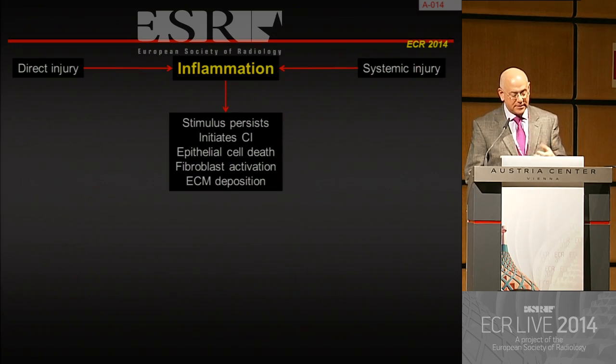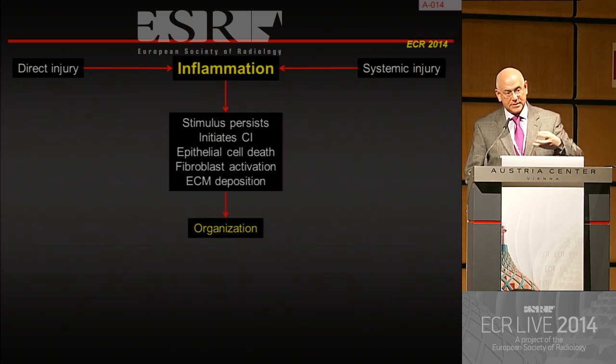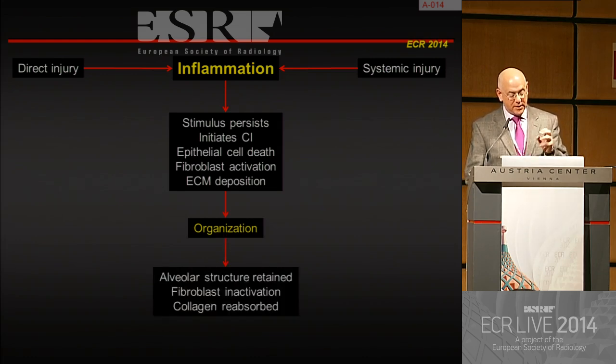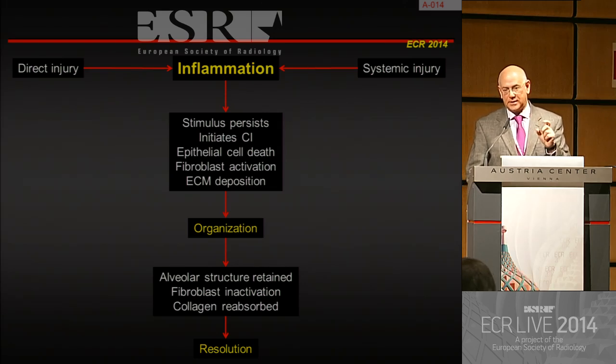The second process: here the stimulus persists and creates chronic inflammation. There is cell death, there is fibroblast activation, there is deposition of extracellular matrix, and there is what is called organization. This organization, however, retains the alveolar structure, inactivates the fibroblasts if treated, and the collagen can be resolved, and despite organization, this process can still completely resolve without any scars.